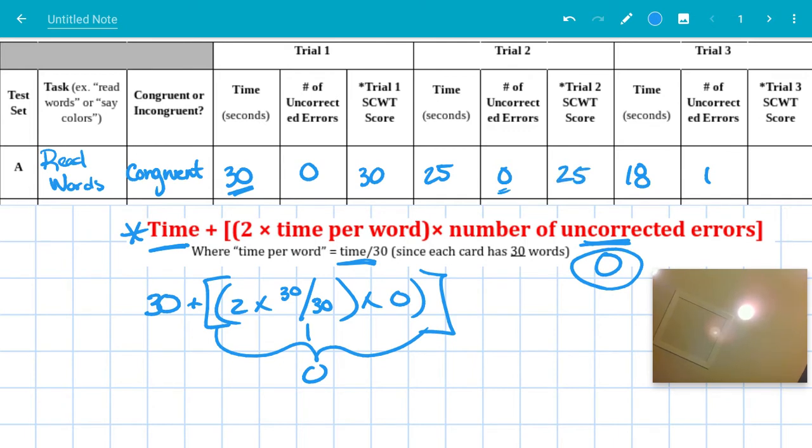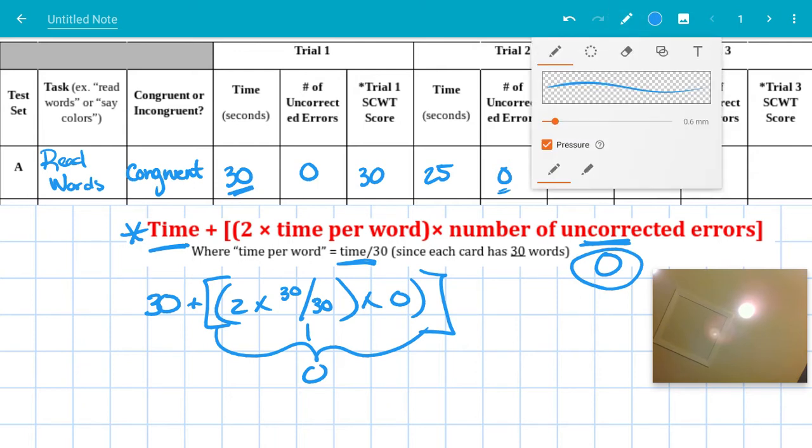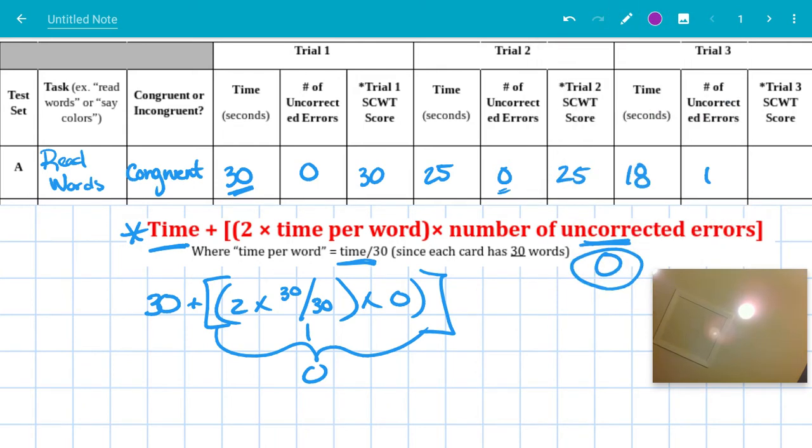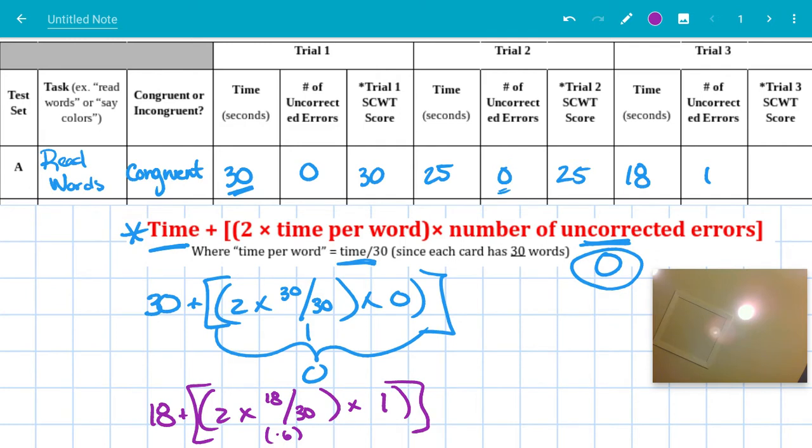Thank you, partner. However, the last time my partner did make 1 mistake, I'm going to go ahead and switch the color for us so it stands out a little bit. They made 1 mistake. So let's do that trial here. So they took 18 seconds. And now we do, oops, forgot my brackets, 2 times. It took them 18 seconds to read 30 words. So it's 18 over 30. And I know that that is equal to 0.6. When I do 18 divided by 30, it's 0.6. And then times, and they made 1 error. Put that all in brackets. I guess that wasn't supposed to be parentheses there.